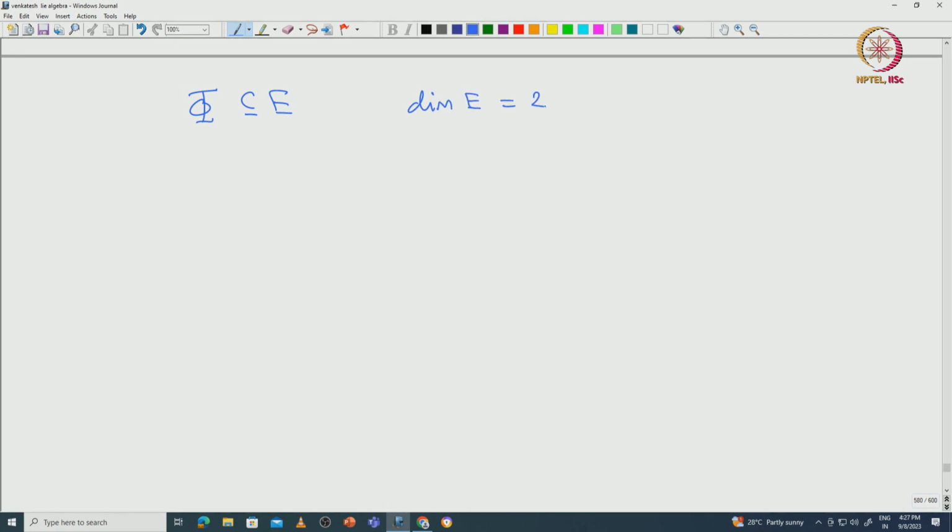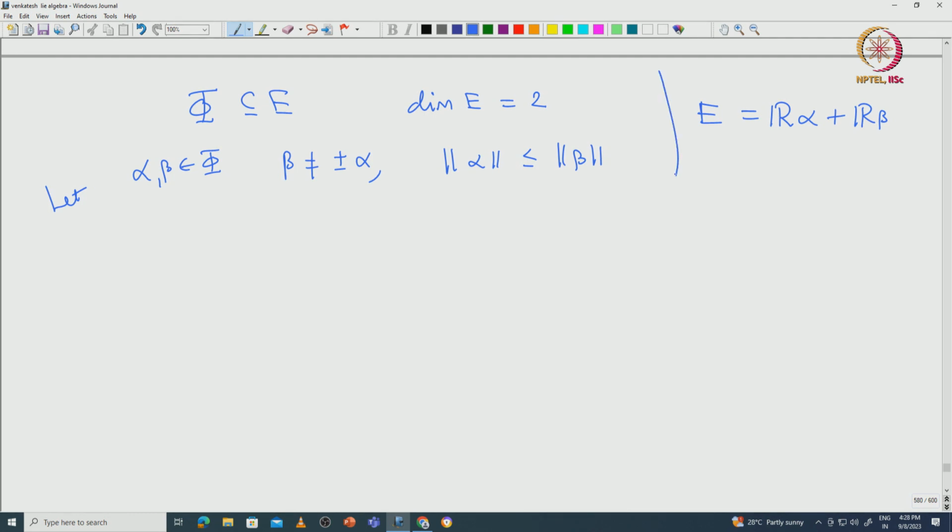In particular, we pick alpha, beta inside phi and then we assume that beta is not equal to plus or minus alpha, and then we can also assume that the norm of alpha is smaller than the norm of beta. These are all the assumptions that we are making. Since beta is not a multiple of alpha, you can see that E will be spanned by alpha and beta. So, they are linearly independent. Those things are also given.